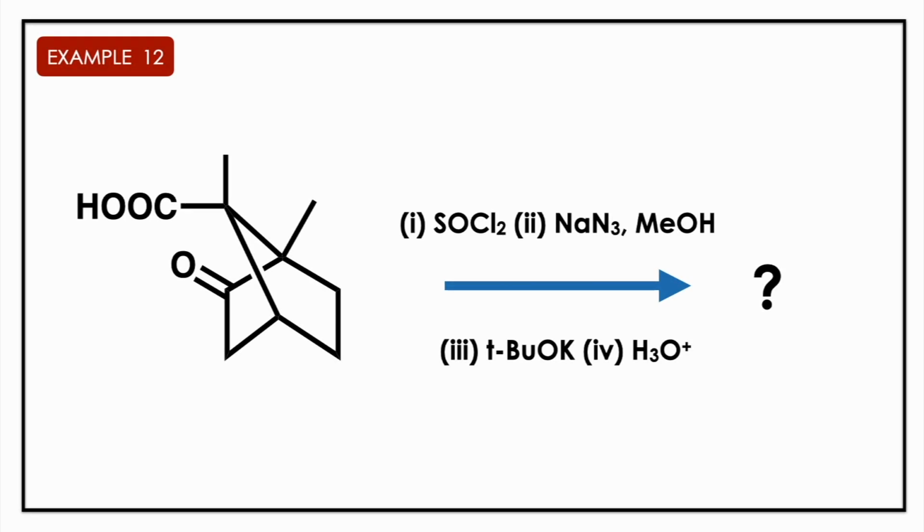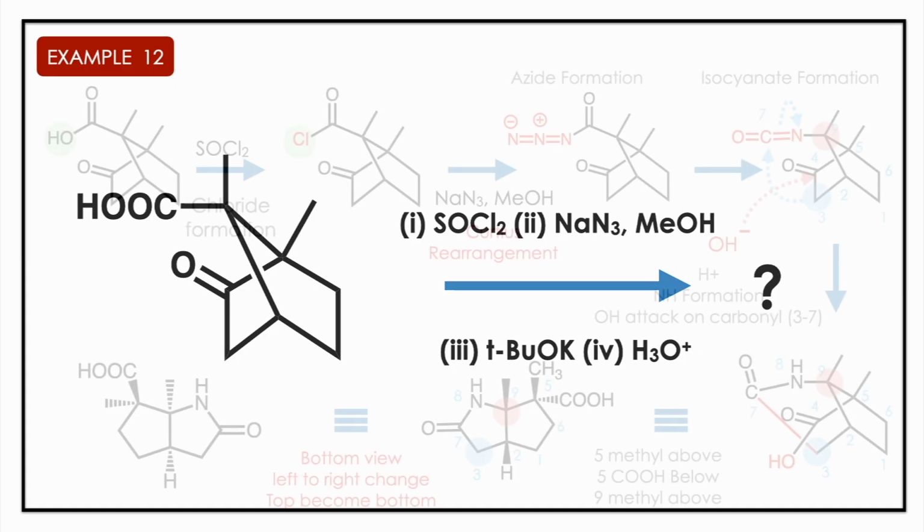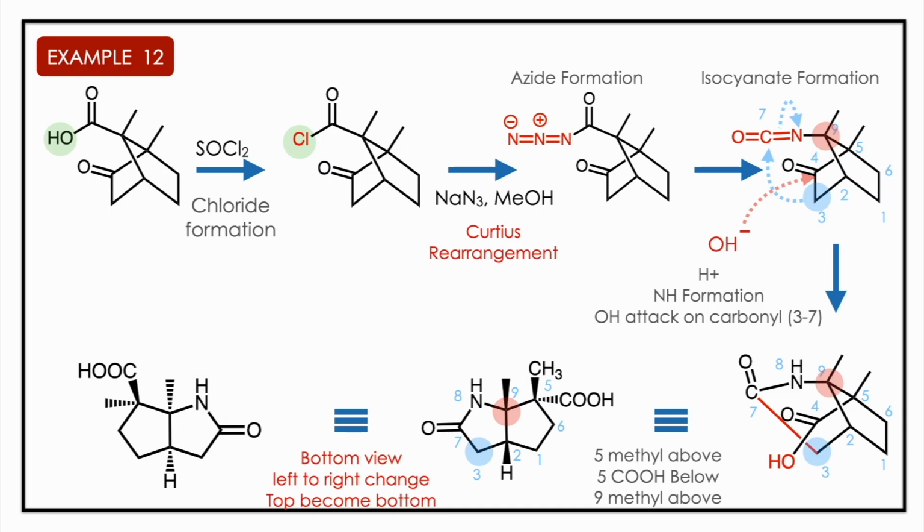Then the next example. You have bicyclic compound with ketone and acid, 2-methyl groups. It's a conversion reaction. The first reagent is SOCl2, second reagent is NaN3, methyl alcohol, third is tertiary butoxide, then acid hydrolysis. You should find what will be the final product. Here the first reagent is SOCl2. It's a functional group conversion reaction. OH becomes Cl, that is acid becomes acid chloride.